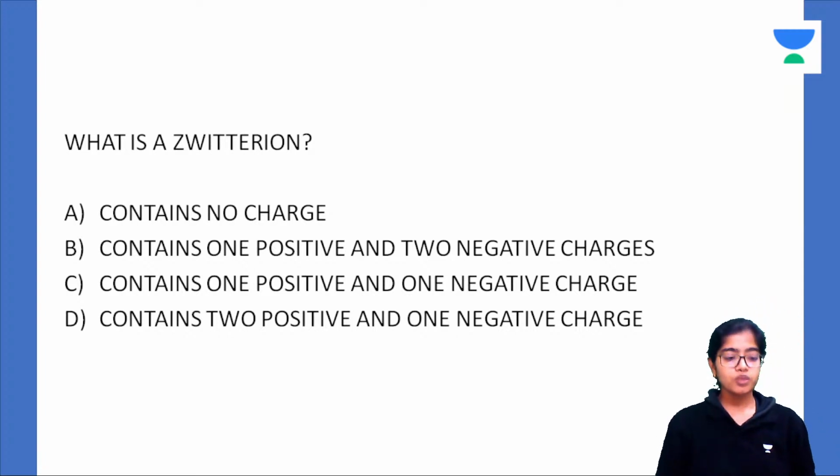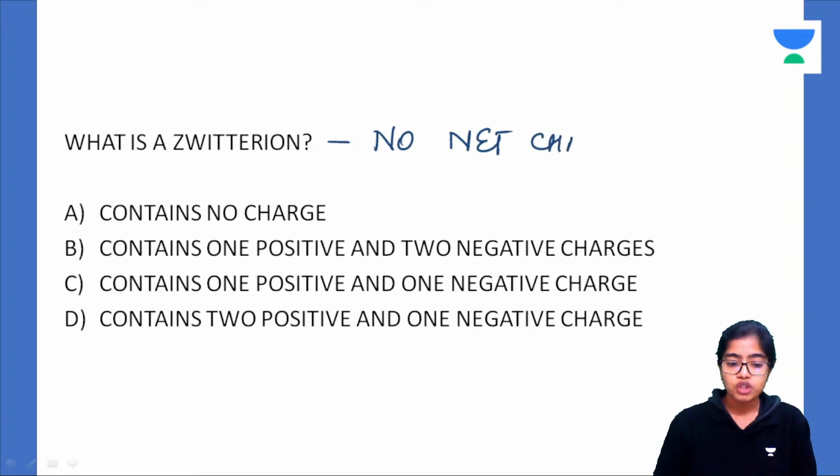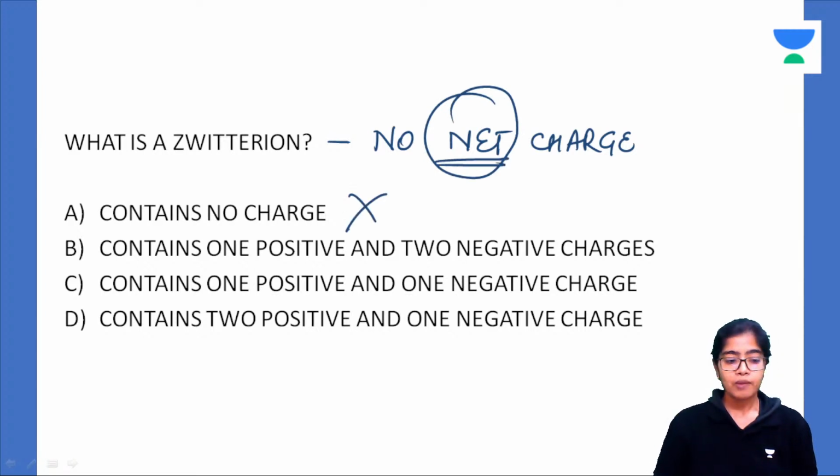Alright, now what is a Zwitter ion? A Zwitter ion is one which contains no net charge. Net here is the key word, guys. No net charge. So this one is totally wrong. No charge is not the correct answer. No net charge means that if it contains one positive and one negative charge, this one is the correct answer. The most correct answer is this one. Net means after you add all the charges with their sign.